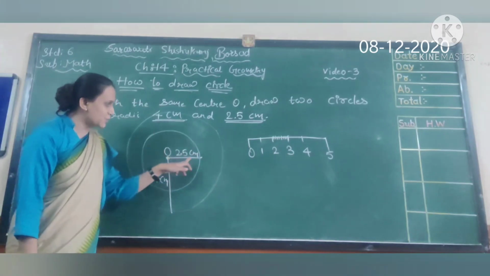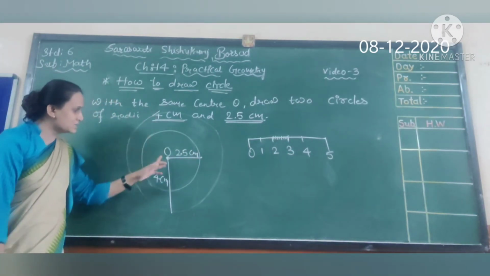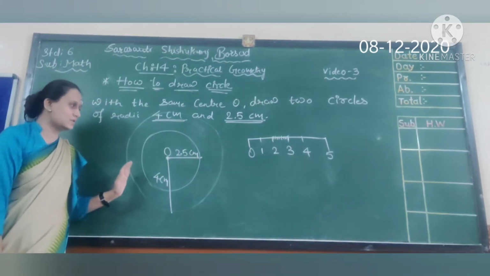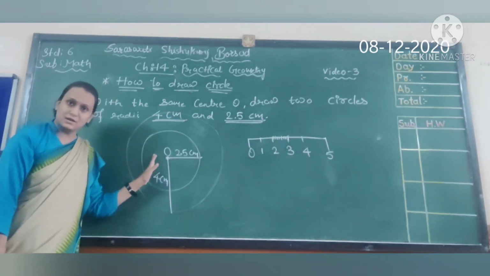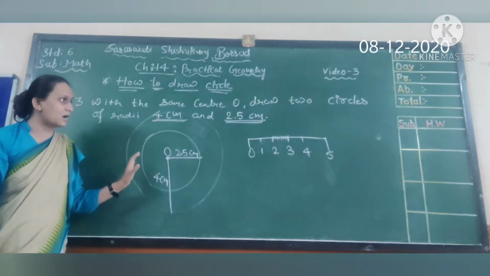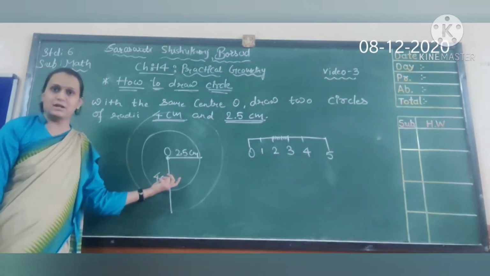So the smaller one is 2.5 centimeter and the bigger one is 4 centimeter. And in this question we have used the same center O. Clear? So this way you can draw two circles with different radii.